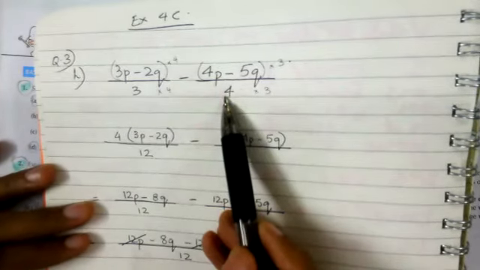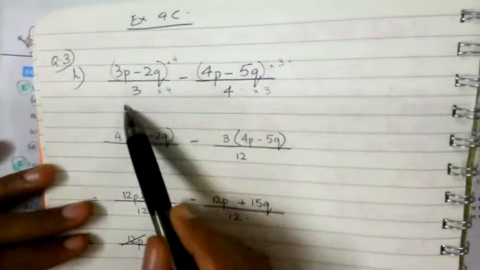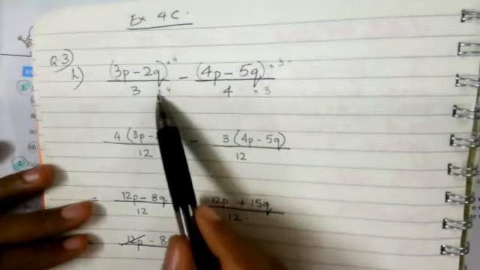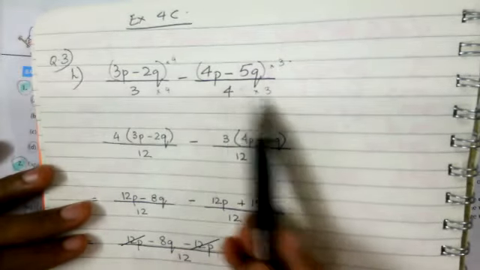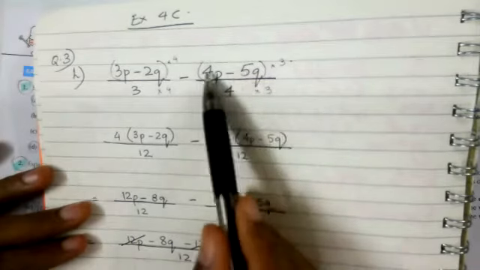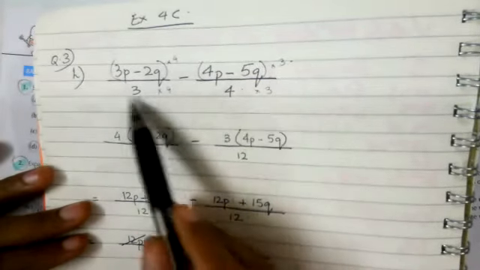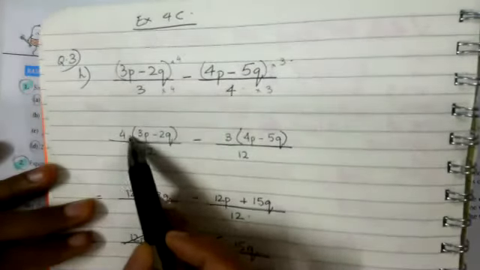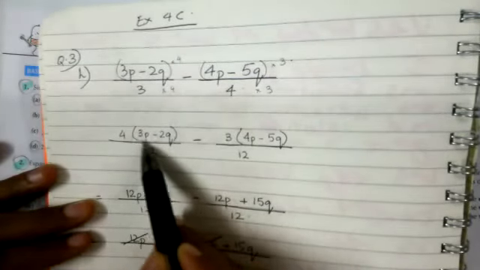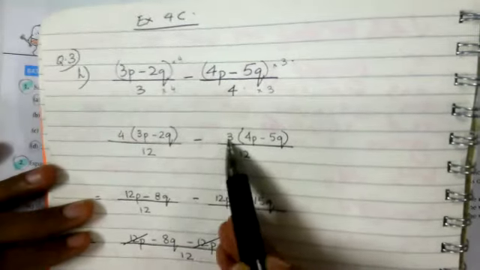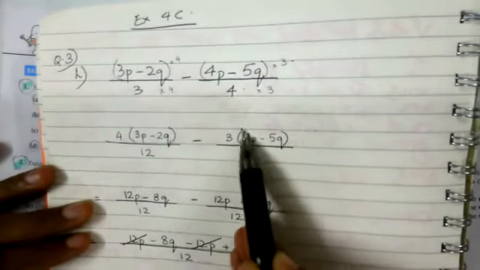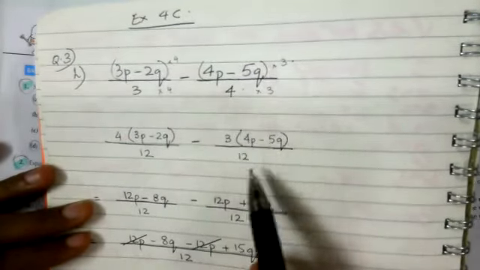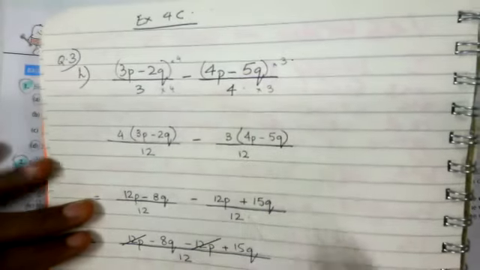The denominators are different, so we will make them common. We will make them the same by multiplying them with each other. So 4 multiplied by 3, and so the numerator will also get multiplied by 3, and the same thing here. Now, 4 is getting multiplied by the whole numerator, and 3 here is getting multiplied by the whole numerator. And so we get 12 as the denominator.